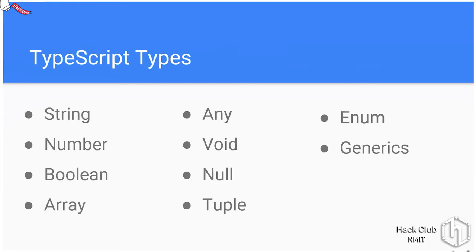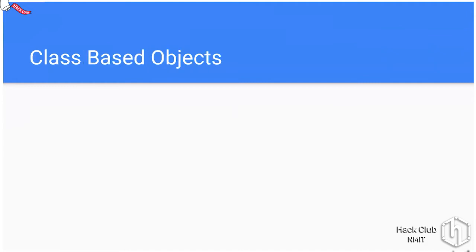And then we have void, which is no type written. We have null or undefined. And then a tuple, which is basically an array with a fixed number of elements. And then enum, which are enumerated values, and then generics, which specify the type of constraints. This is great for reusable code. It's a little more advanced, and we might get into this later, maybe at the end.